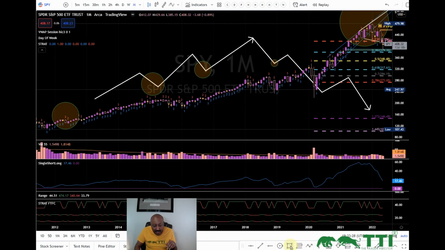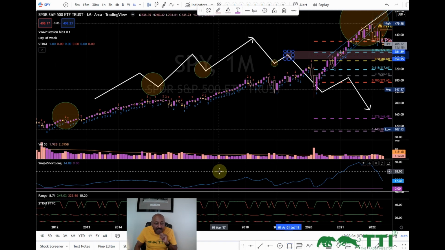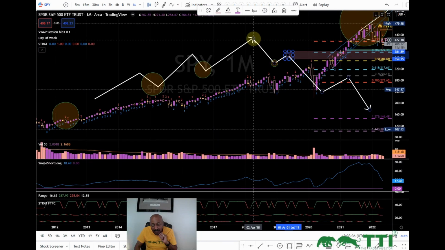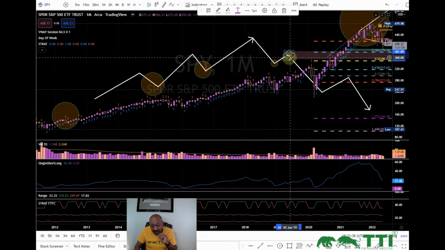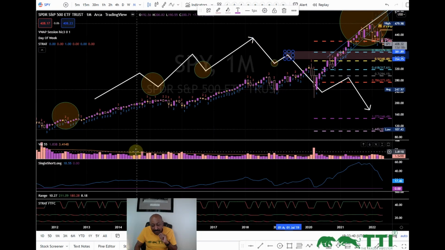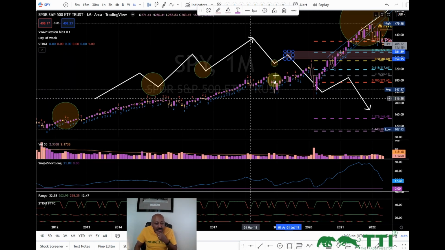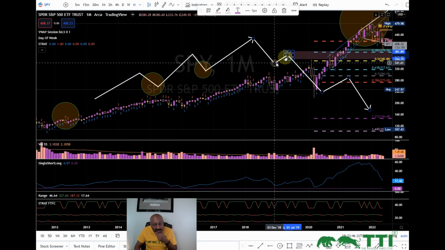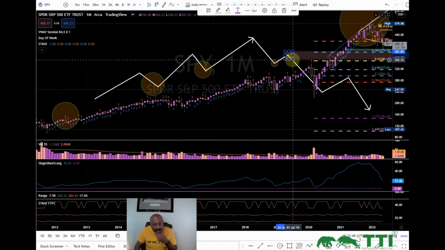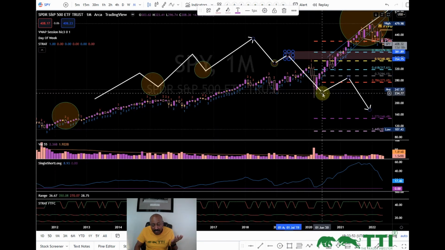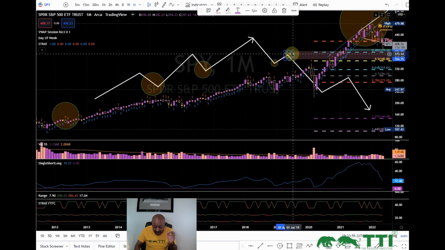So the structure is not broken until we got here. This is the area that broke the structure because it failed to make a new high. Does that make sense? Okay. So you pull the trigger, it fails to make a new high, it starts to go down, you better exit your position. Otherwise, it's just going to keep going down and wipe you out. So that structure tells you.